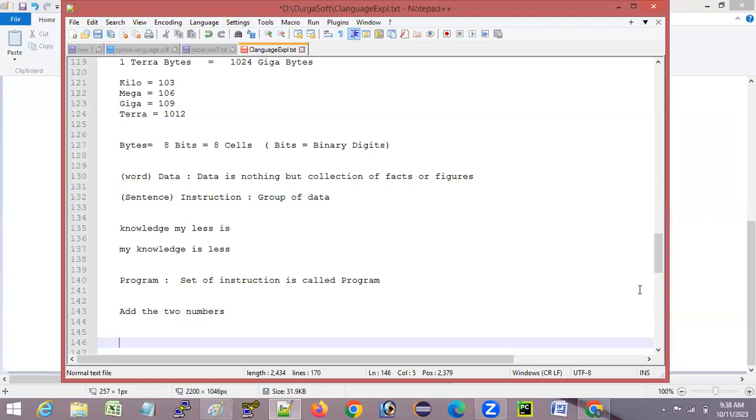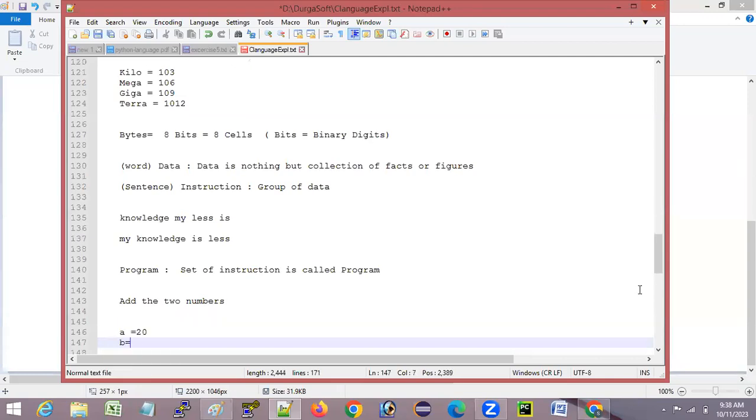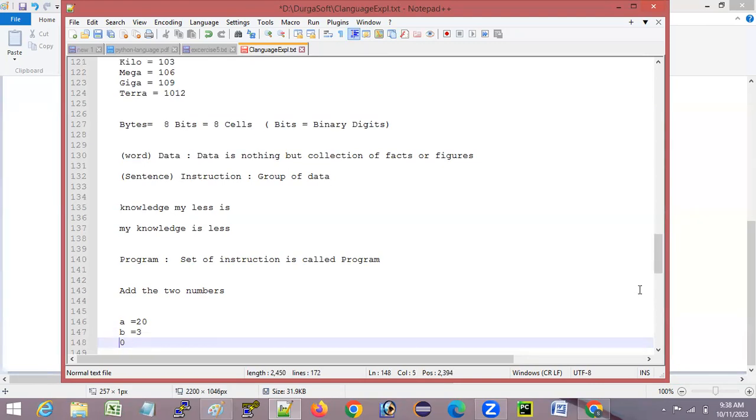Now I will take A equal to 20. Suppose A equal to 20, B equal to 30. So these are each one instruction. A equal to 20 is one instruction, and B equal to 30 is another instruction. Later on, another instruction you are going to write is A plus B. A plus B is nothing but what the task asks: add the two numbers.